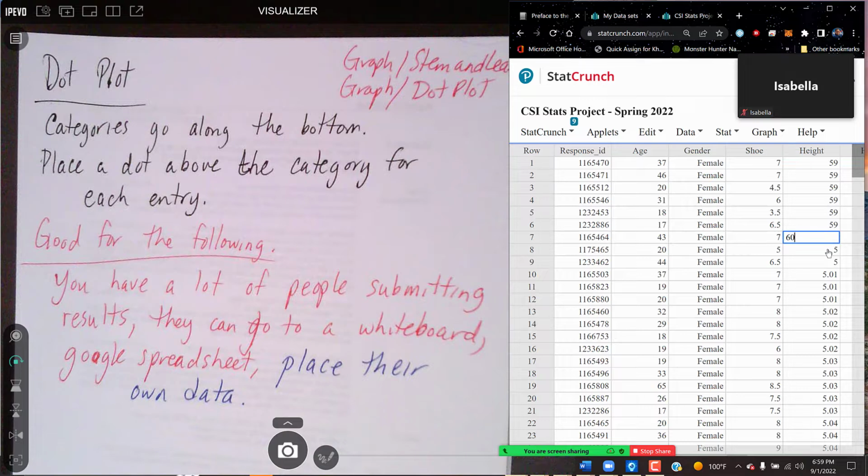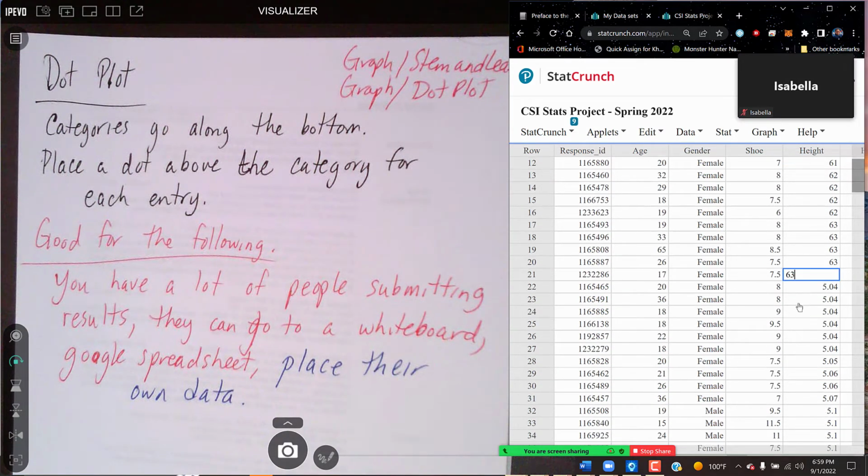Five foot tall is 60 inches. 5'1" is 61. 5'2" is 62. 5'3" is 63. So it's a little tedious, but I can go through and fix the data. Yeah, that was 64. Okay. 65, 66, 66, 67.